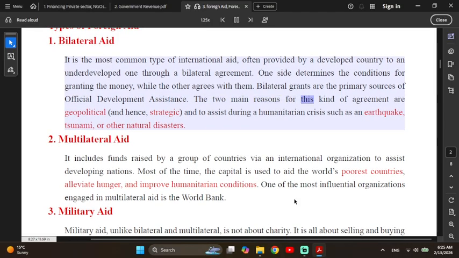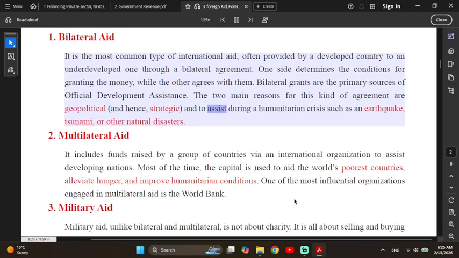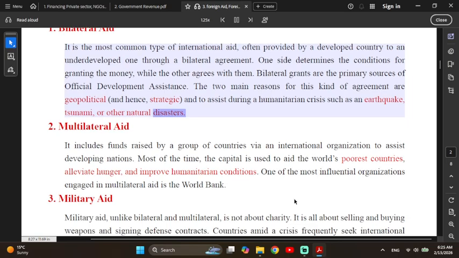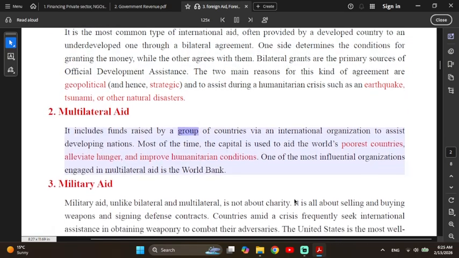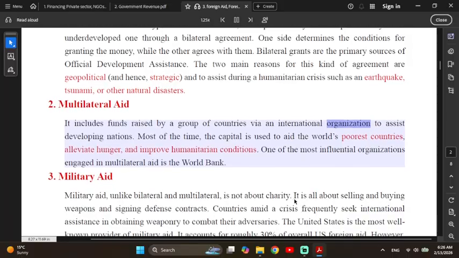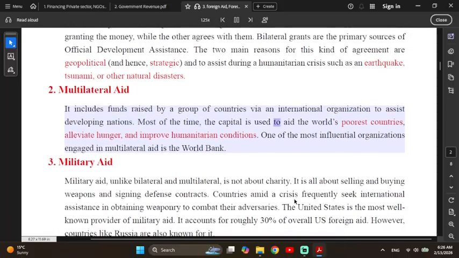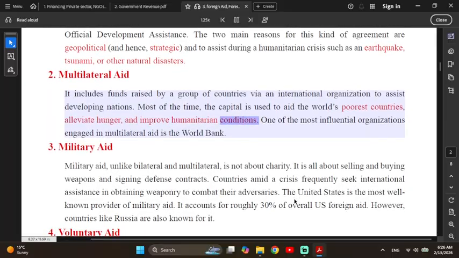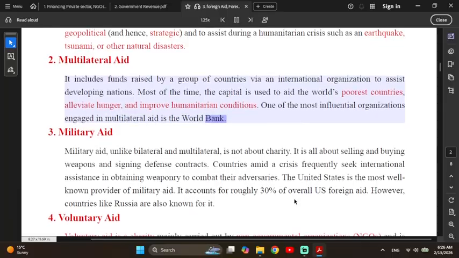The two main reasons for this kind of agreement are geopolitical, and hence, strategic, and to assist during a humanitarian crisis such as an earthquake, tsunami, or other natural disasters. 2. Multilateral aid. It includes funds raised by a group of countries via an international organization to assist developing nations. Most of the time, the capital is used to aid the world's poorest countries, alleviate hunger, and improve humanitarian conditions. One of the most influential organizations engaged in multilateral aid is the World Bank.